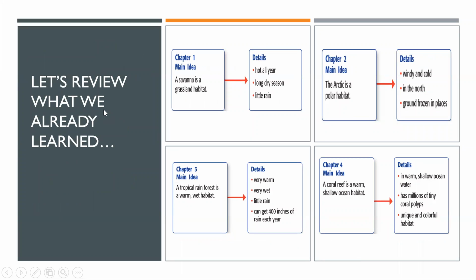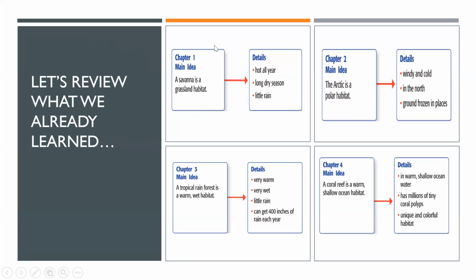So let's review what we already learned. The main idea of chapter 1: a savanna is a grassland habitat. The main idea of chapter 2: the Arctic is a polar habitat. The main idea of chapter 3: a tropical rainforest is a warm, wet habitat. In chapter 4, the main idea is a coral reef is a warm, shallow ocean habitat. Now, all of these main ideas, all of these chapters, are just like the details of the whole book. We are looking at the whole entire book today, all four of the chapters.